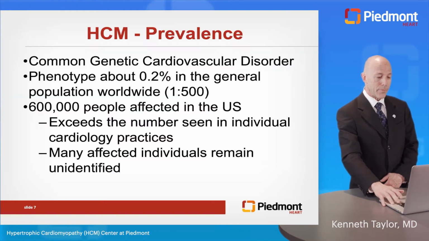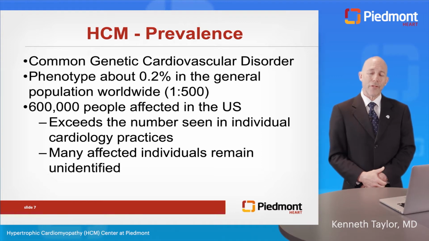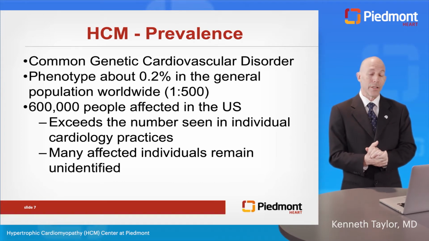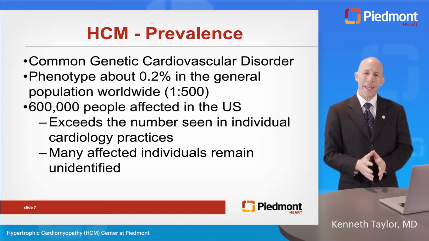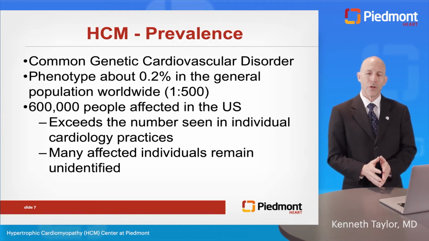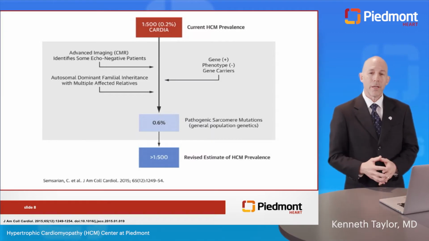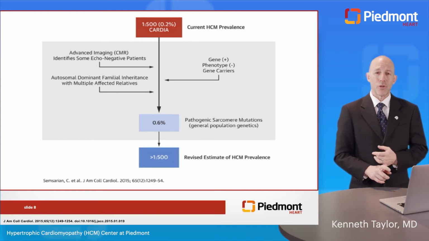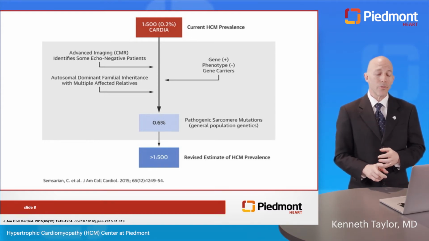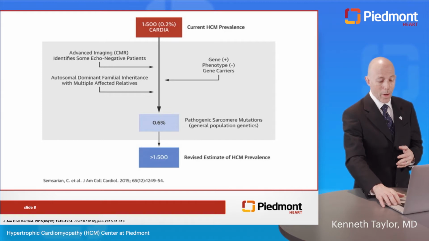As I mentioned, it's the most common genetic cardiovascular disorder, with the phenotype estimated at about 0.2% of the general population, which is over half a million people affected in the U.S. Although that's a fair number of patients, any one practicing individual practitioner may see very few patients in their practice. And there are many patients who remain unidentified. In fact, it's estimated that this number is probably an underestimate. When you add in people who are genotypically positive but phenotypically negative, or patients who have not been identified, the incidence is probably closer to 0.6%, or well over 1 in 500.